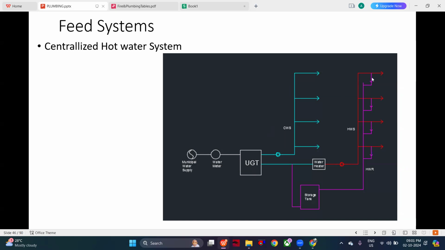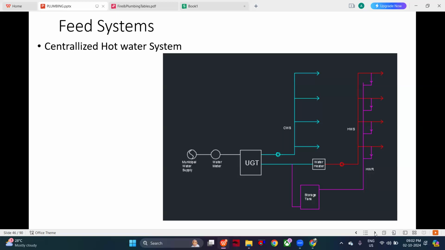Then we have another trick. We collect that water that has lost temperature and send it back to my storage tank. Again, we make a loop structure. So it's a loop-like structure. This is the thing for a centralized hot water system.